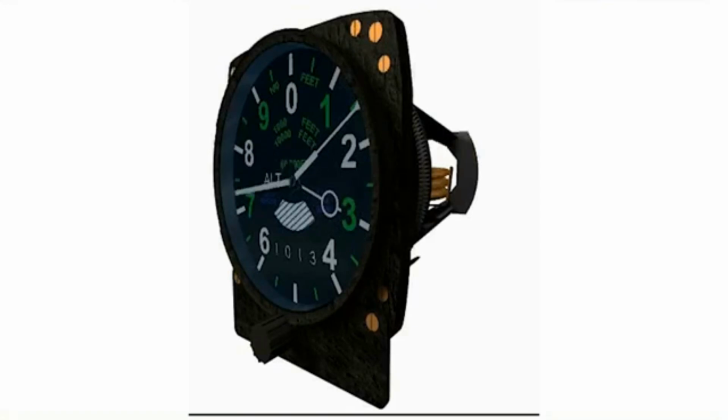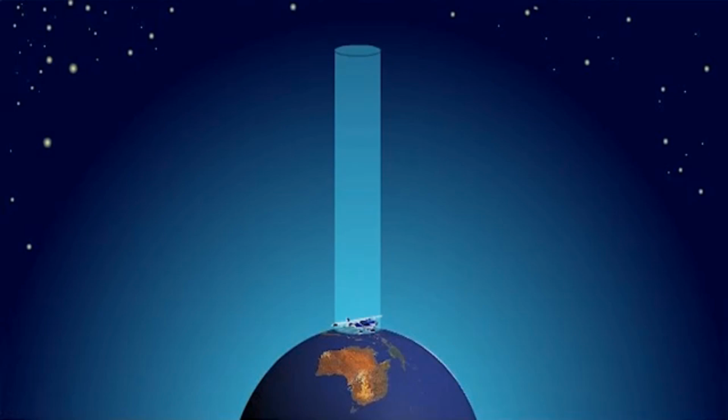The pressure altimeter is a simple, reliable pressure gauge calibrated to indicate height. The pressure at a point depends on the weight of the column of air which extends vertically upwards from that point to the outer limit of the atmosphere.